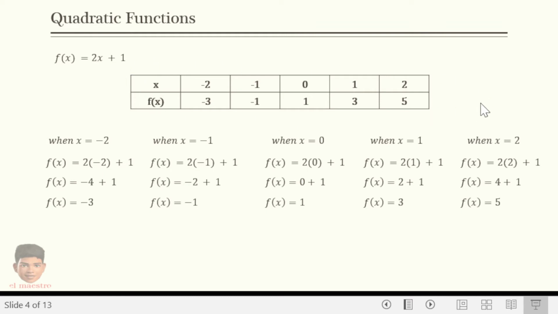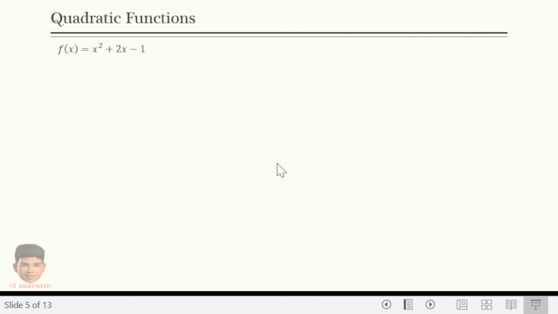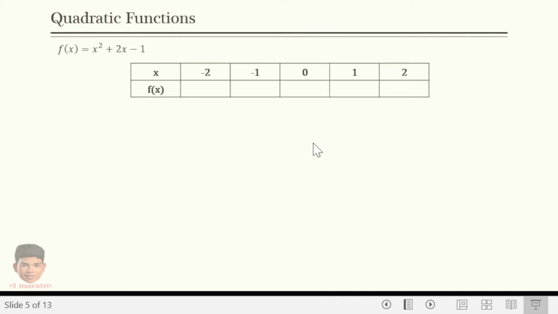So, we already tested this one kanina, di ba? That this is a linear function. How about the other one? Yung kanina, yung quadratic function. Ganun pa rin. Okay? You assign values of your x. Okay? Nasa sayo yan kung gaano kadami. Okay? So, let's substitute negative 2. So, you have negative 2 squared plus 2 times negative 2 minus 1. Do the math. 4 minus 4 minus 1. That is equal to negative 1.